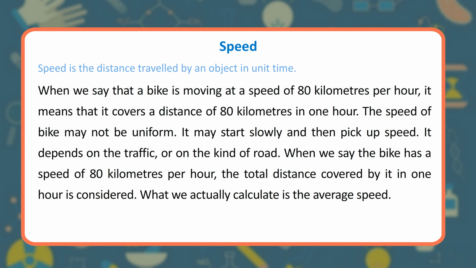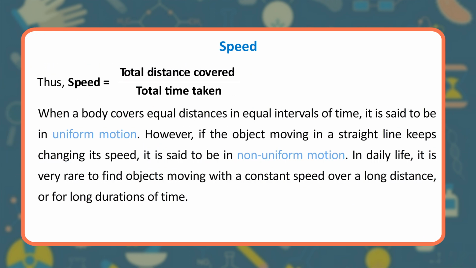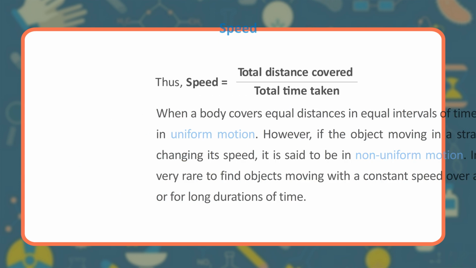When we say the bike has a speed of 80 km per hour, the total distance covered by it in 1 hour is considered. What we actually calculate is the average speed. Thus, speed equals total distance covered divided by total time taken. When a body covers equal distances in equal intervals of time, it is said to be in uniform motion. However, if the object moving in a straight line keeps changing its speed, it is said to be in non-uniform motion. In daily life, it is very rare to find objects moving with a constant speed over a long distance, or for long durations of time.